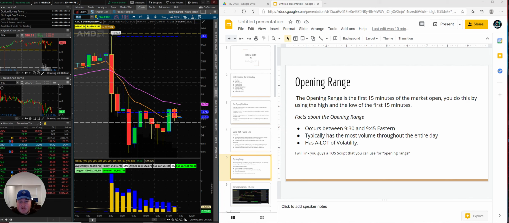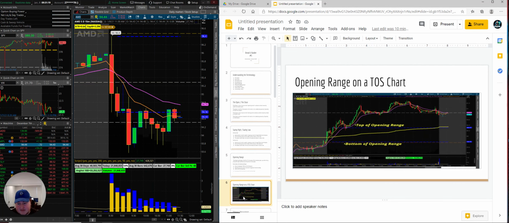I will put in the Discord the script that I use for the opening range. I learned it from Tommy the Bull. And on top of this, in this example with AMD, we have a 9 EMA crossover to the downside too, so that's even more perfect. So this is what I just explained.